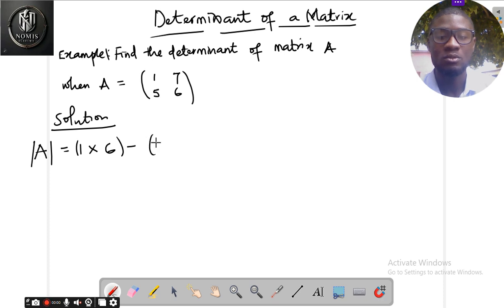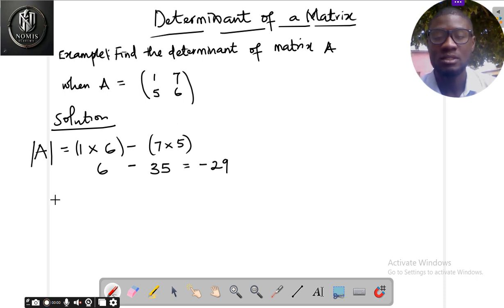So this will be 7 multiplied by 5. So 1 multiplied by 6, we have a 6, minus 7 multiplied by 5, we have a 35. So 6 minus 35 gives minus 29. So minus 29 is the determinant of this matrix.